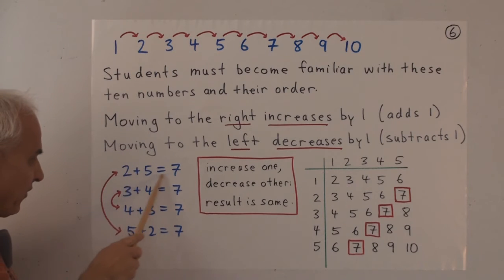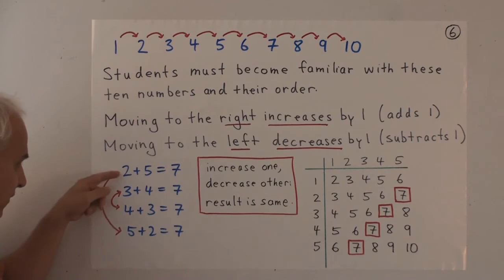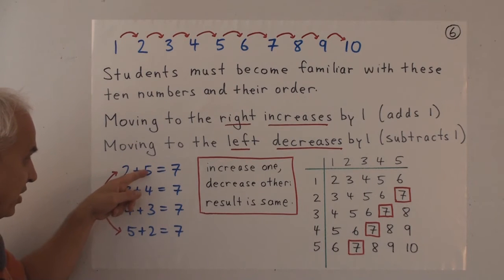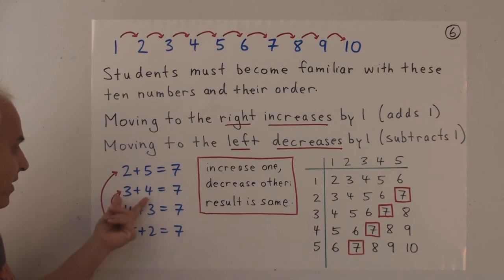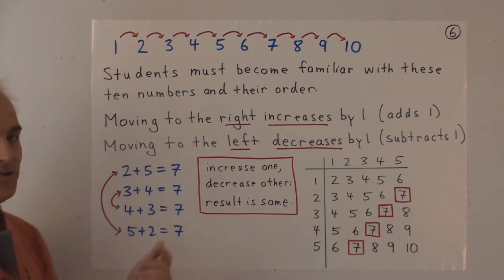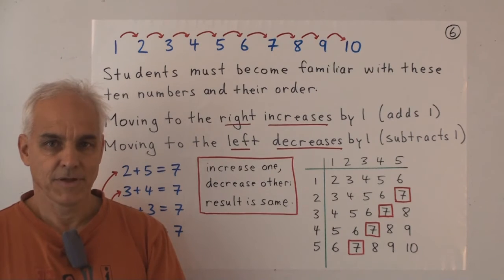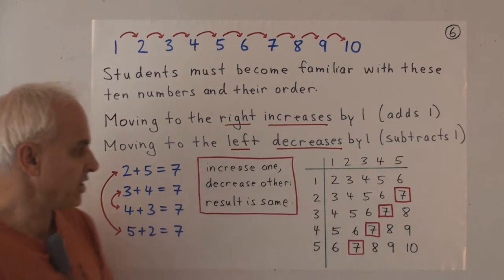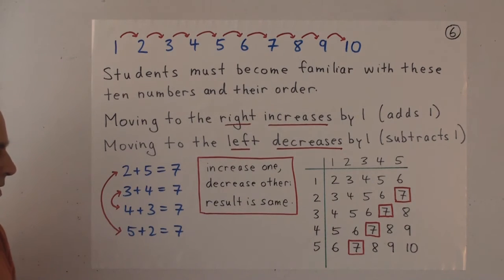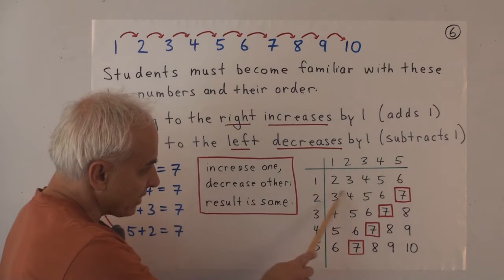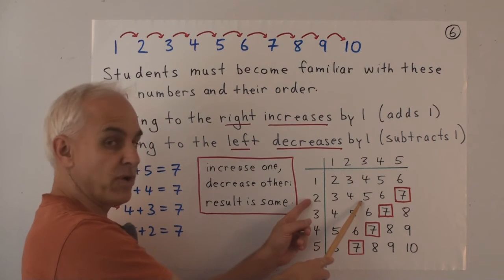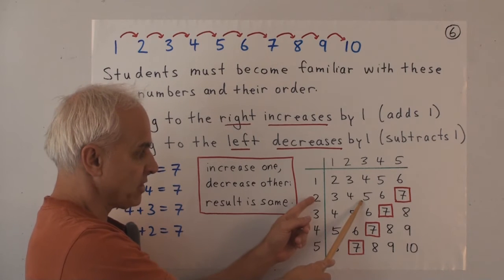So if you know what 2 plus 5 is, it's 7, then if you increase the 2 by 1 and simultaneously decrease the 5 by 1, you get 3 plus 4, that's also got to be 7. So it's a way of helping organize our understanding of the addition table. So for example, let's have a look at 2 plus 3. There's 2 plus 3 is 5. If I happen to increase one of the two numbers, suppose I increase the 2 to 3.